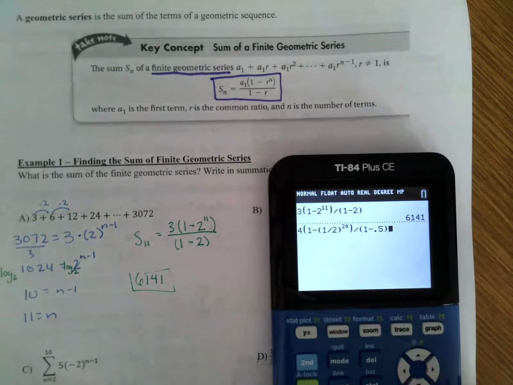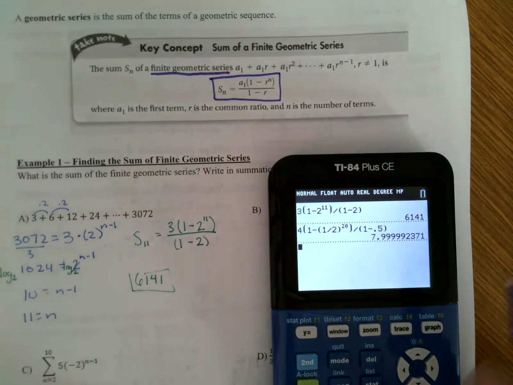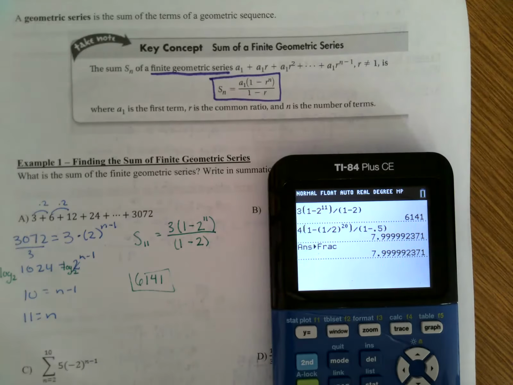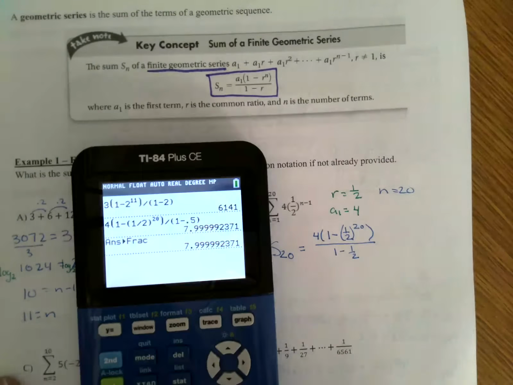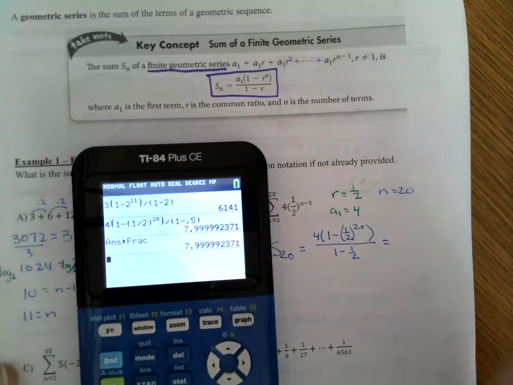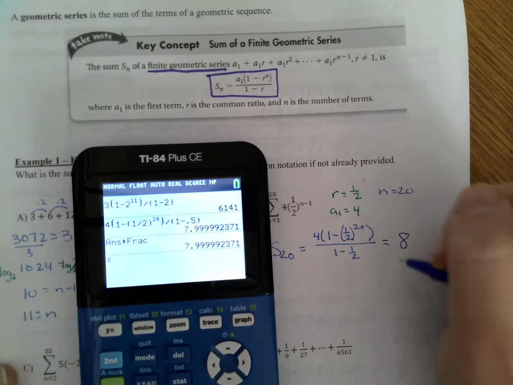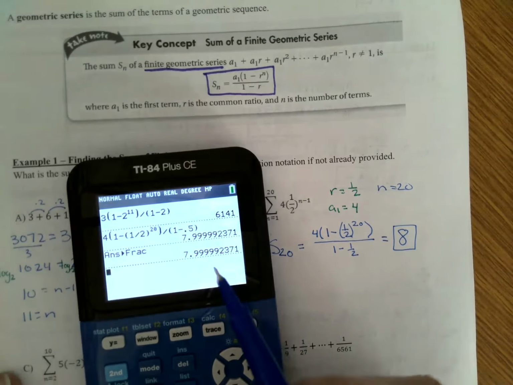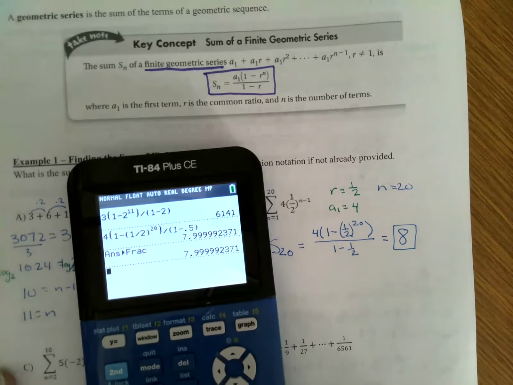If I plug it into my calculator, it looks something like this. I have it as a decimal, so I'm going to push math and change it to a fraction. It's not going to let me change it to a fraction, so we're going to say this is roughly about 8. I'm going to round that to 8. If I were to add up the first 20 terms, it would be about 8.